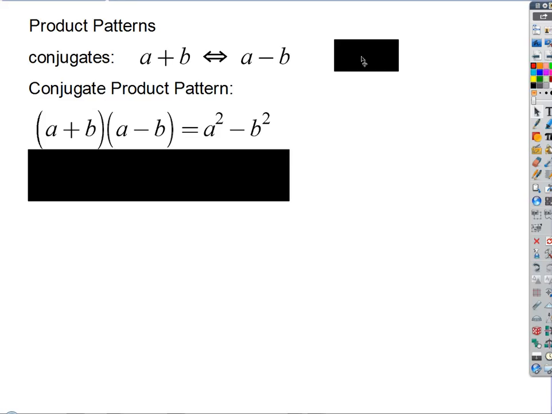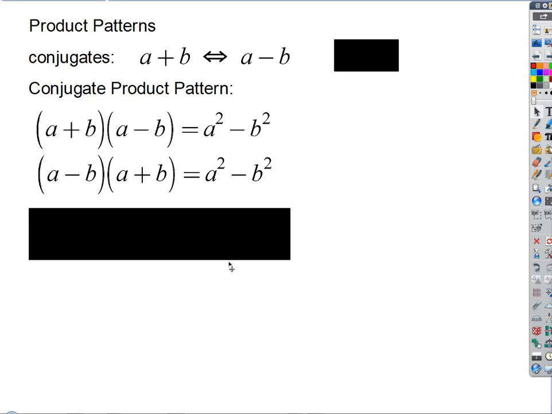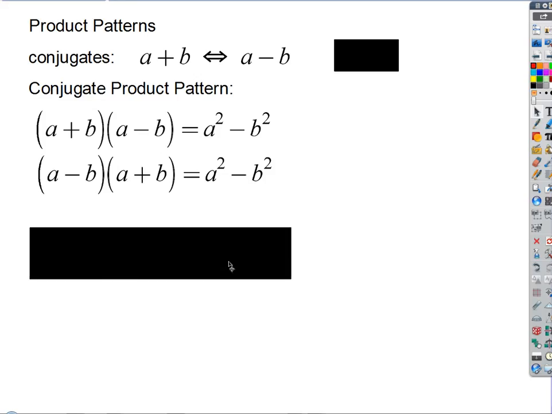So then the conjugate product patterns are just this. If I multiply A plus B times its conjugate, so A plus B times A minus B, it will always turn out to be A squared minus B squared. So whatever the first thing is in either of the conjugates, that gets squared, and whatever the second thing is, that gets squared. And of course, it doesn't matter the order in which you multiply conjugates, right?